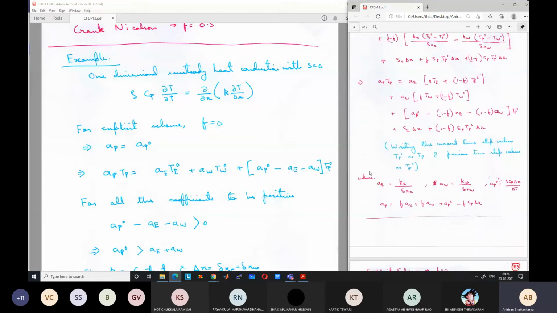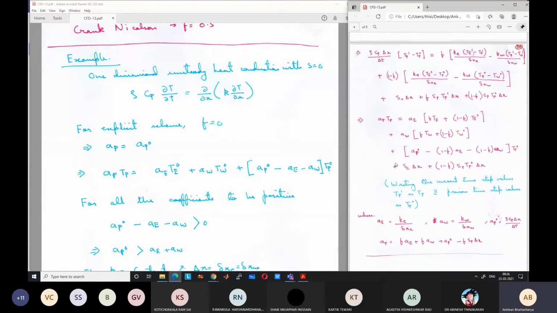Because what will happen is that for explicit scheme, all the right hand side terms will be having old time values for the temperature. So the only new value for the temperature corresponding to AP will be rho Cp delta x by delta t into TP1, which is basically AP0 into TP1. So that's why AP is equal to AP0.